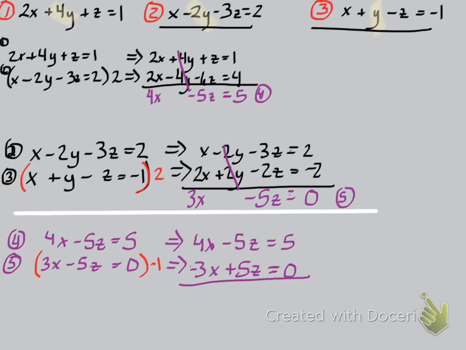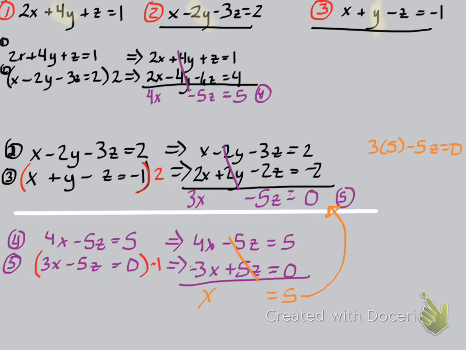So I'm going to combine those together, and I'm going to come up with a new equation. And so 4x minus 3x is just x. Negative 5z plus 5z is going to cancel, and that gives me 5. So x is equal to 5. And so I'm going to take these and work it back up through. So I'm going to go up to this equation here, and I am going to replace x with 5. So 3 times 5 minus 5z is equal to 0.